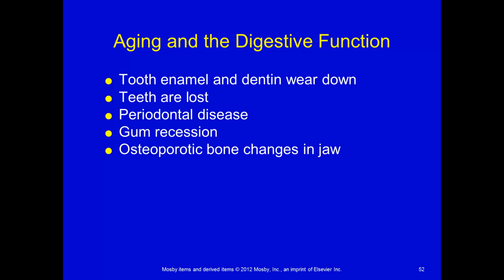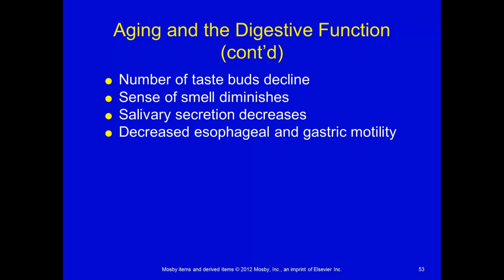So this slide has more to do with issues that might happen with the esophageal mouth phase of digestion, as opposed to this second slide being more toward the secretion and motility issues. So number of taste buds decline, sense of smell diminishes. The problem with those two, number of taste buds declining and the sense of smell diminishing, will then obviously, because you don't have that satisfaction of eating, often decrease older people's appetite. They just don't feel as hungry.